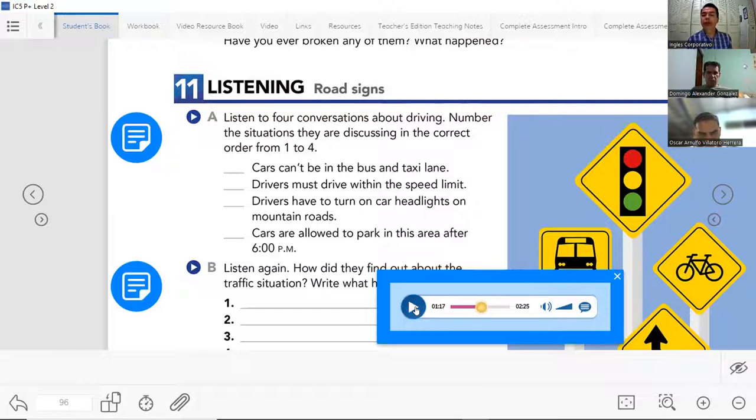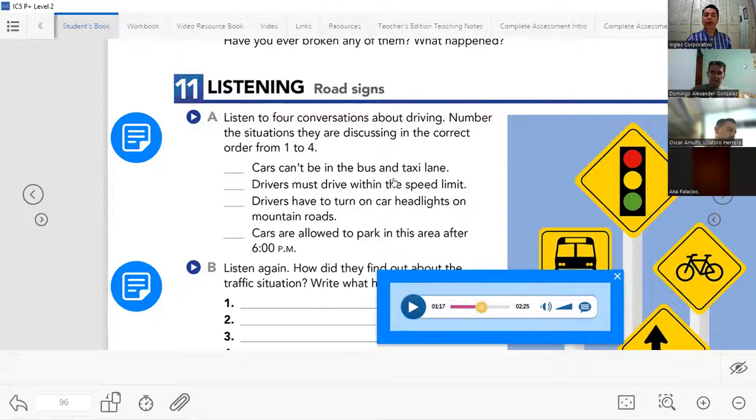Okie dokie. So another volunteer, please. There you are, guys. Tell me. Number 2. What is number 2? Cars can be on the bus and the taxi lane. Okie dokie, lane, right? Lane, you know, it's el carril. Lane. Very good. Yes. Thank you, Domingo.